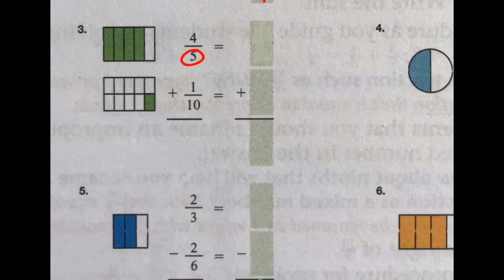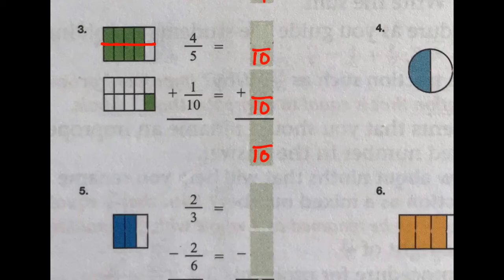4/5 plus 1/10. Which is the greater denominator? Tenths. So that is the one we're going to use as our denominator. That means we need to change this fifths into tenths. So we're going to divide a line in the middle to make 5 times 2 is 10. So now we have 10 pieces.